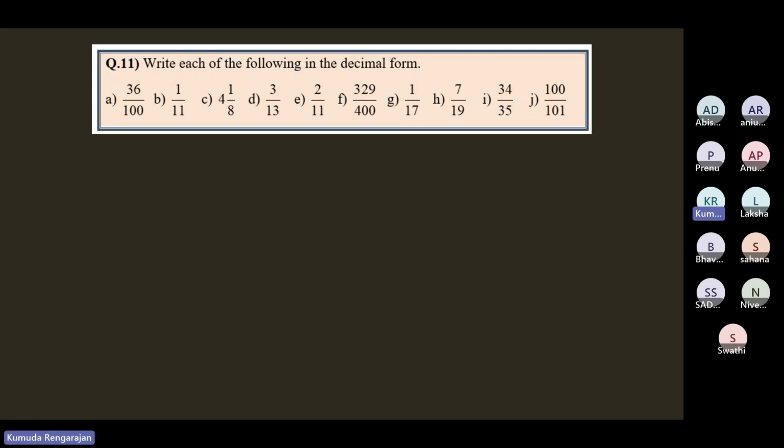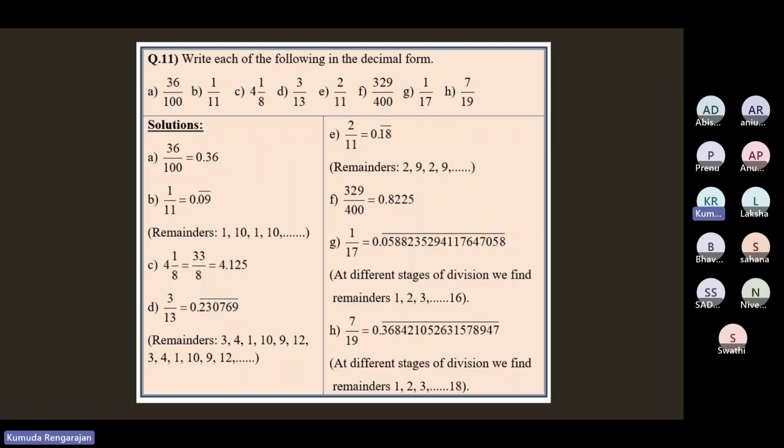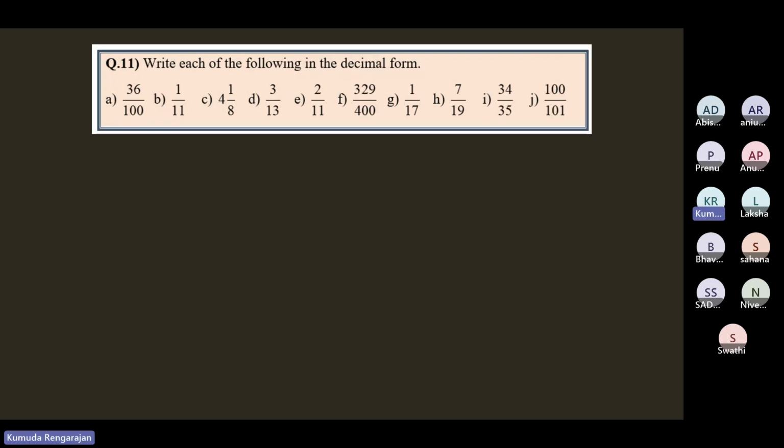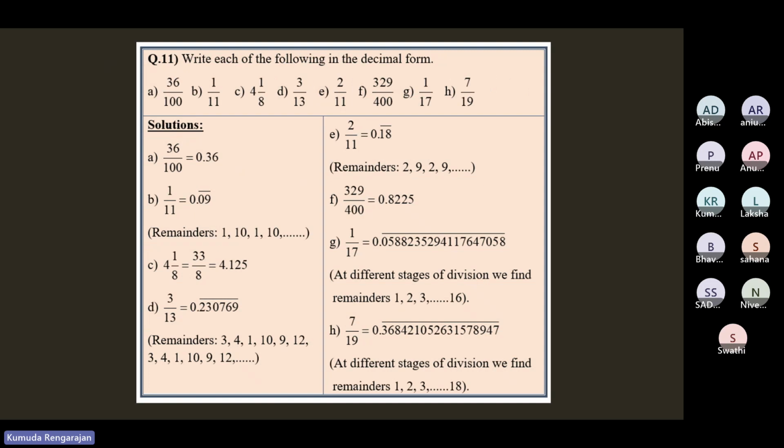Yeah, this again is division, children. Here I've not done the long division. I've just given the final results. You can check it later. I've not done the long division because the question says write each of the following in the decimal form. Sometimes we have to divide. So please check this later. Now the next one.